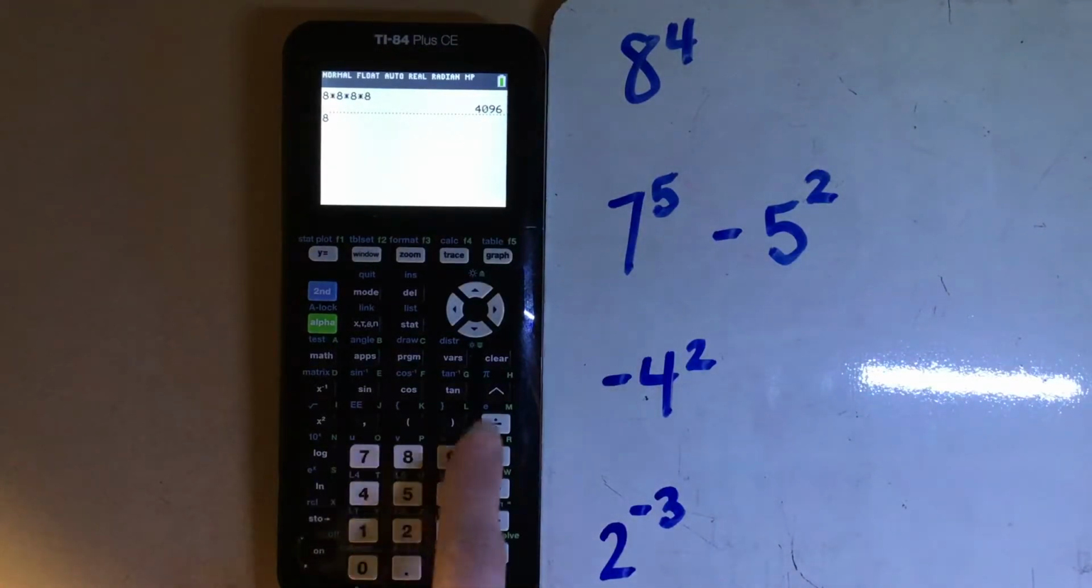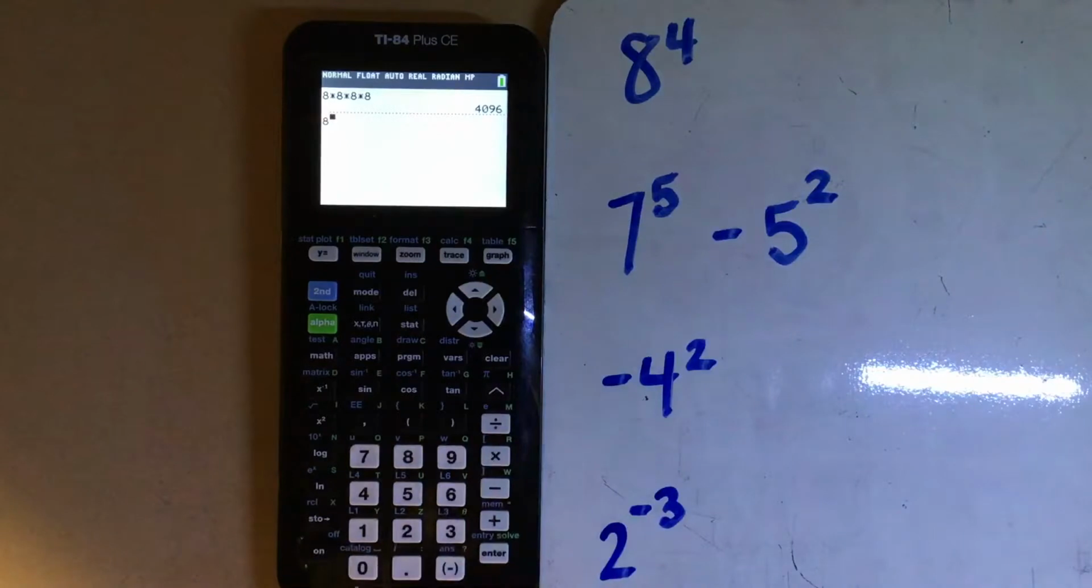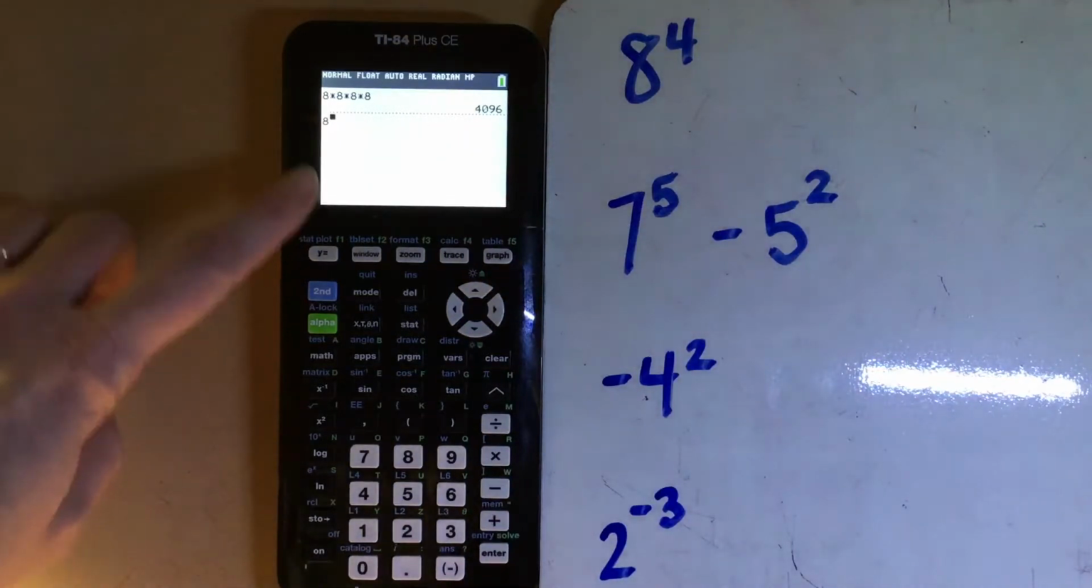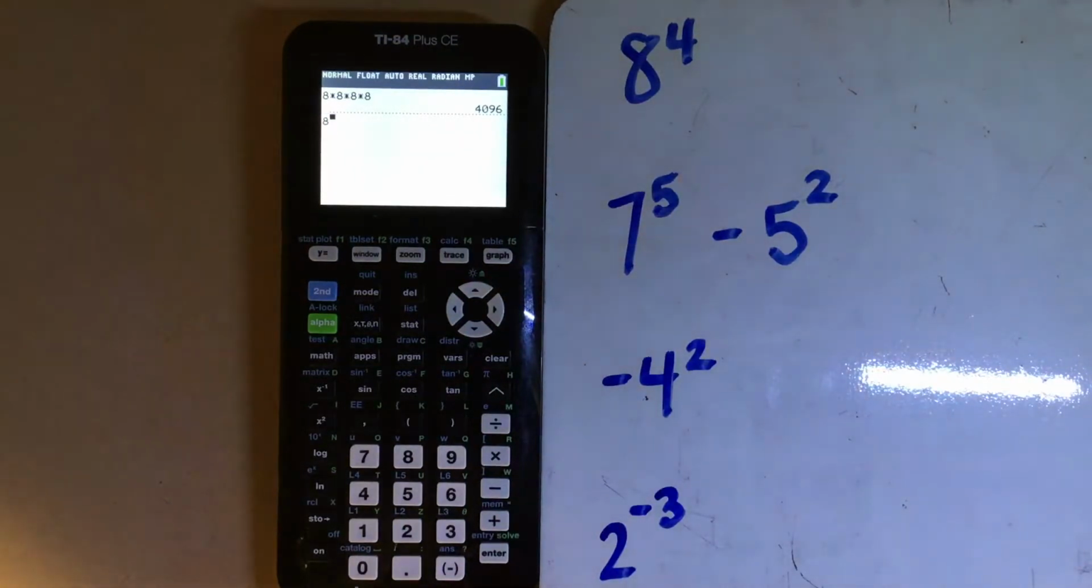So we do 8 with the caret, and you can see it kicks us up to having a little spot there that we can put our exponent in, so we can then put in the exponent of 4, press enter, and we get our answer. It also knows the order of operations.